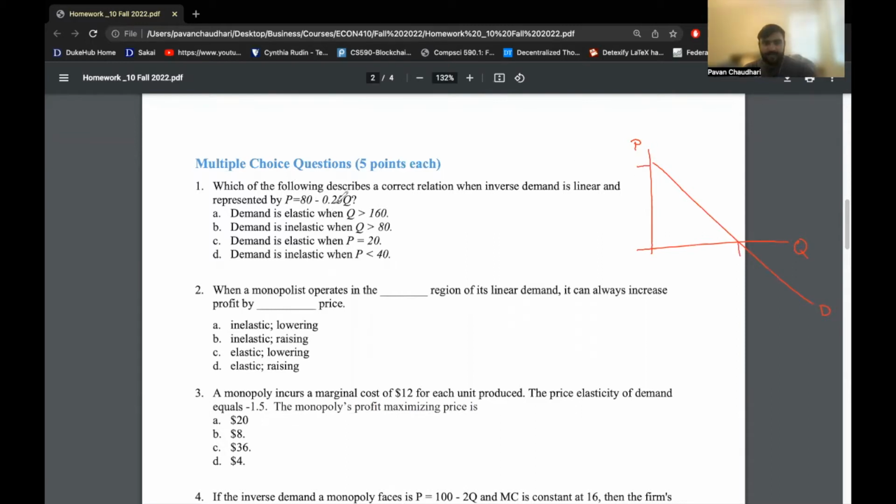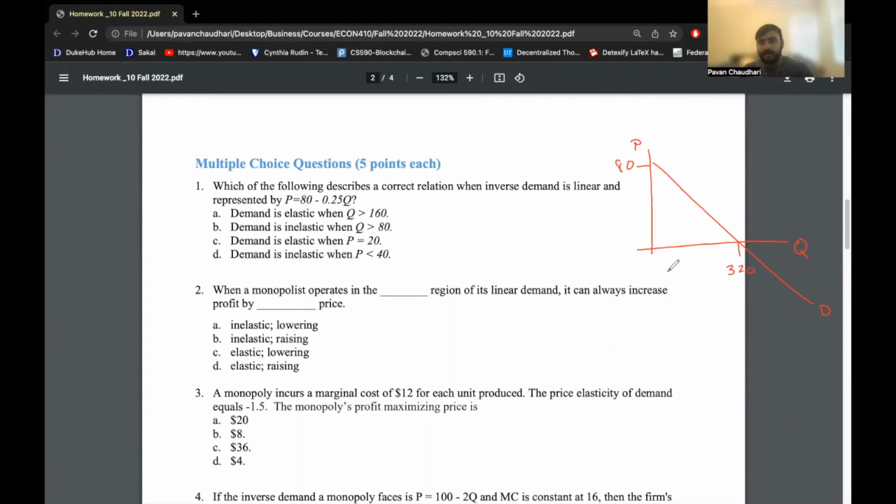We can find that by plugging in q equals 0. We get that when q equals 0, p equals 80. So that's the y-intercept. And then similarly, when we plug in p equals 0, we get q equals 320. So that's the x-intercept. Okay.